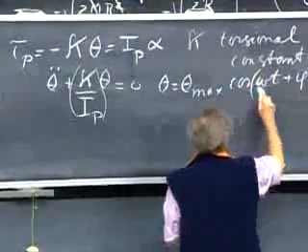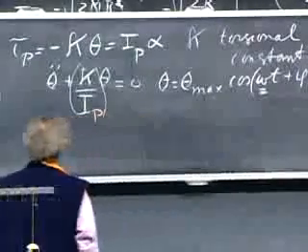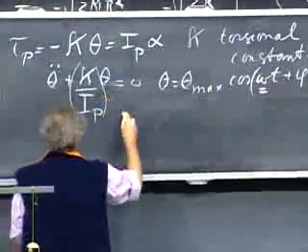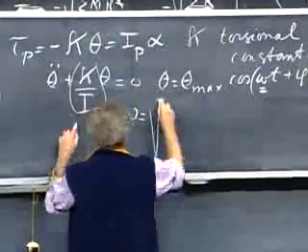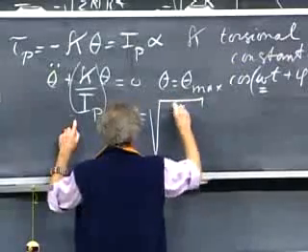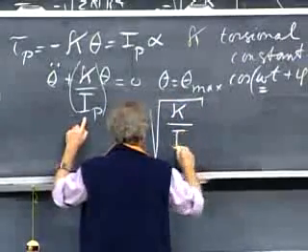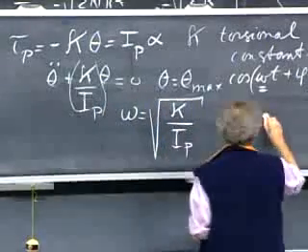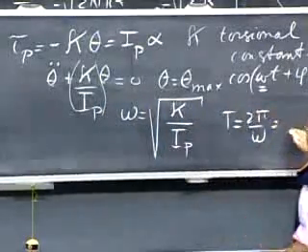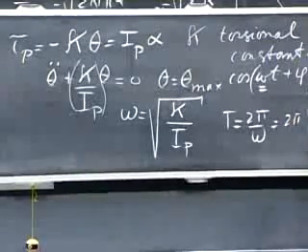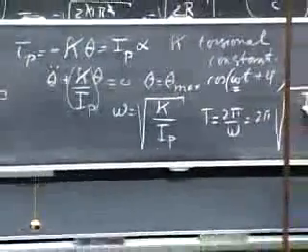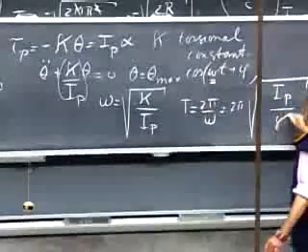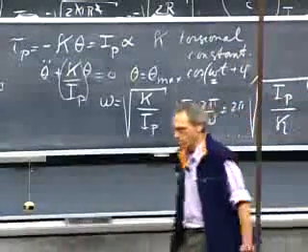This is the angular frequency. And the angular frequency is the square root of kappa divided by the moment of inertia about point P. And therefore the period, which is 2 pi divided by omega, equals 2 pi times the square root of the moment of inertia about point P divided by kappa.